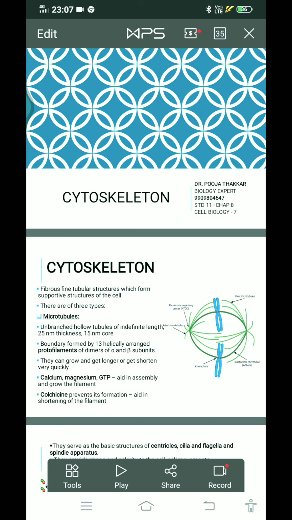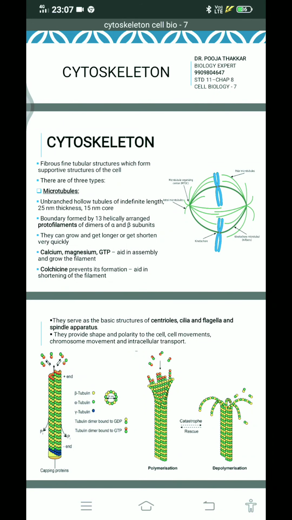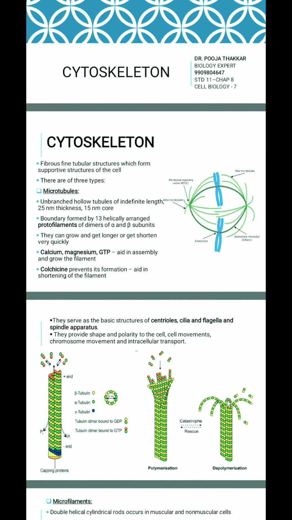Now cytoskeleton is basically a fibrous, fine tubular structure which forms the supportive structure, as we have discussed, to the cell. There are basically three kinds of fibers. They are basically proteinaceous in nature. They are of three types. The first one is called microtubules.